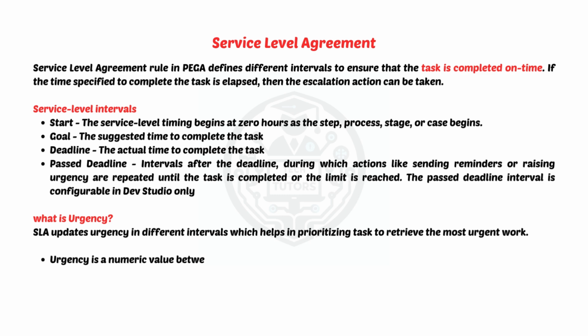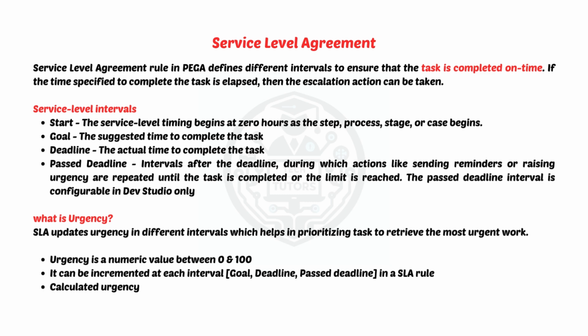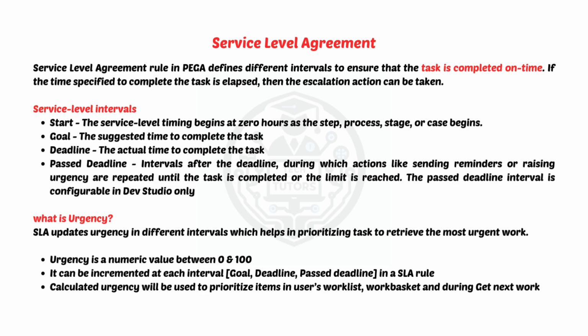Urgency in Pega is a numeric value between 0 and 100, used to prioritize tasks effectively. The urgency value for goal, deadline, and past deadline can be incremented at various SLA intervals.